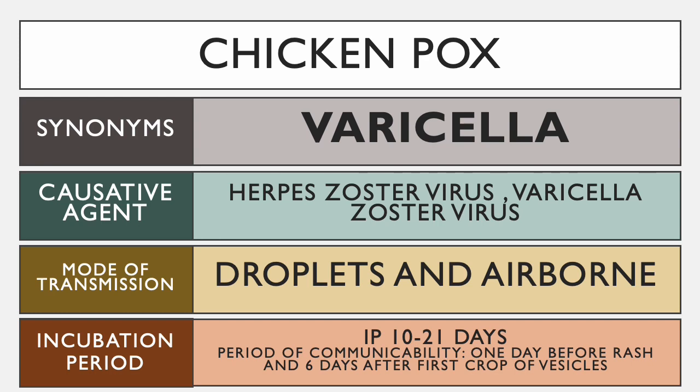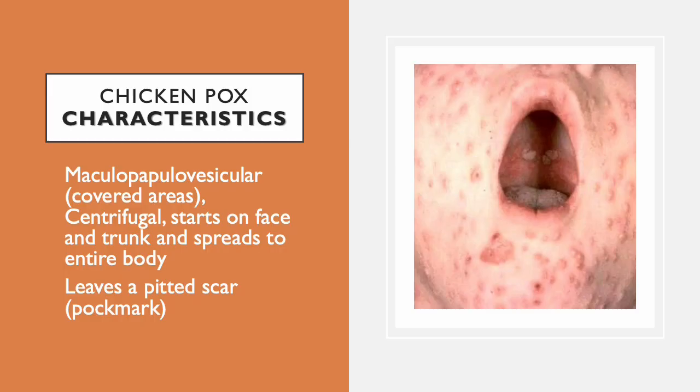Now, the period of communicability can happen 1 day before the rash and 6 days after the first crop of vesicles. When it's a first crop of vesicles, yung first na paglabas ng mga vesicles. So, if you can remember the different types of skin lesions na discuss sa inyo nung health assessment ninyo, when we say vesicles, these are fluid-filled skin lesions. Okay? So, that's how it looks like.